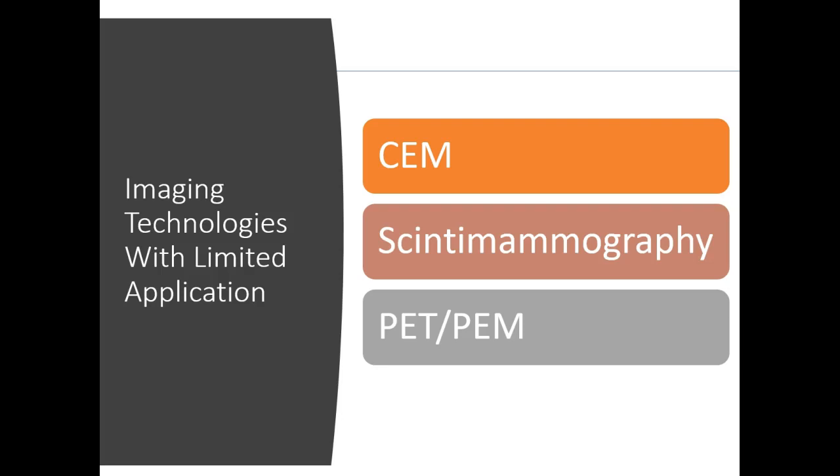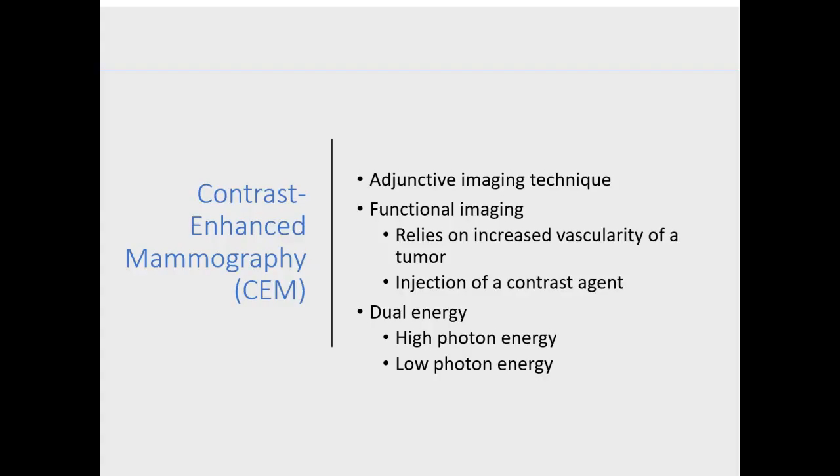Okay, so we have other imaging technologies that are used for special applications: contrast enhanced mammography, CEM, scintimammography, and then PET, positron emission tomography. So contrast enhanced mammography requires the injection of an intravenous contrast agent, just like we do for a CT scan. It doesn't make us very happy in the mammography world to introduce this risk and this expense into the exam. It is not being widely used, but it is probably in some academic centers being used.